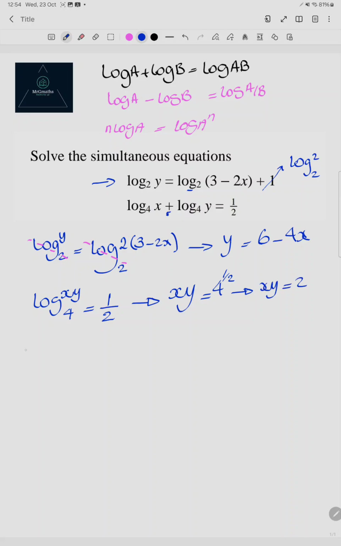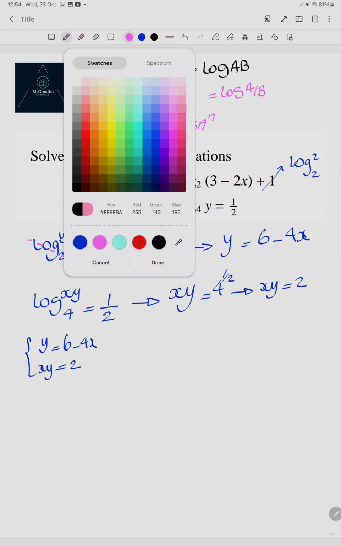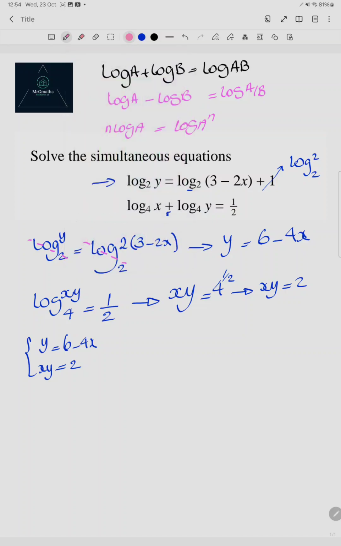And now we're facing a very basic simultaneous equation where y is equal to 6 minus 4x and xy is equal to 2. So what we're going to do here, we're going to change our pen first, and then I'm going to say, right, I know y is 6 minus 4x, so I'm going to substitute that in here and say x(6 minus 4x) is equal to 2. Expand it. So we have 6x minus 4x squared is equal to 2.